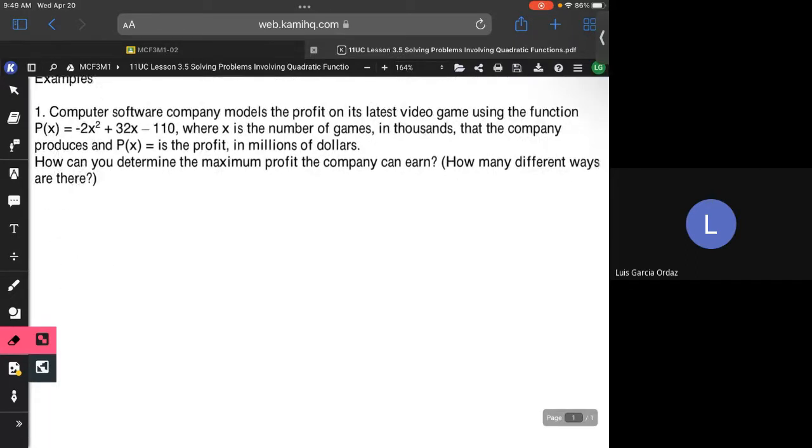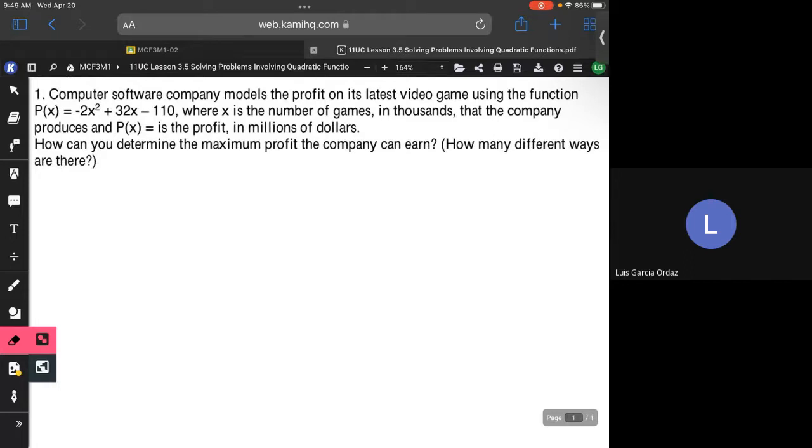So the first example is a computer software company models a profit on its latest video game using the function p of x equal to negative 2x squared plus 32x minus 110, where x is the number of games in thousands. So again, similar to yesterday, in thousands. And the company produces a profit in millions of dollars. So how can you determine the maximum profit that they can earn?